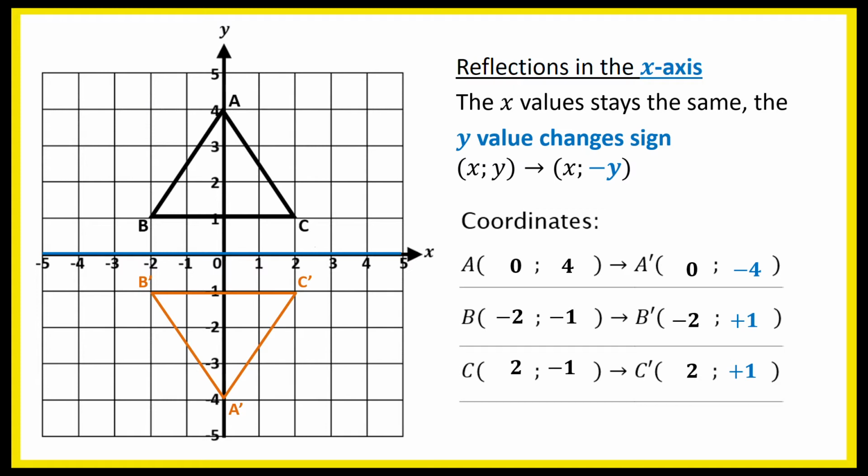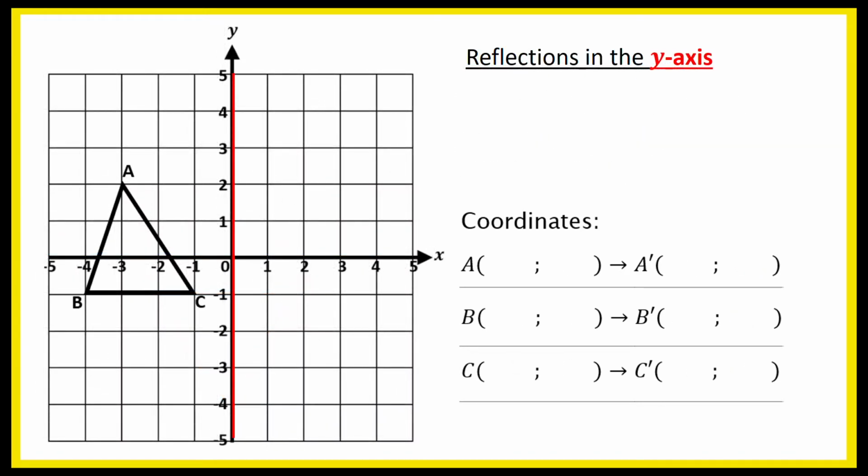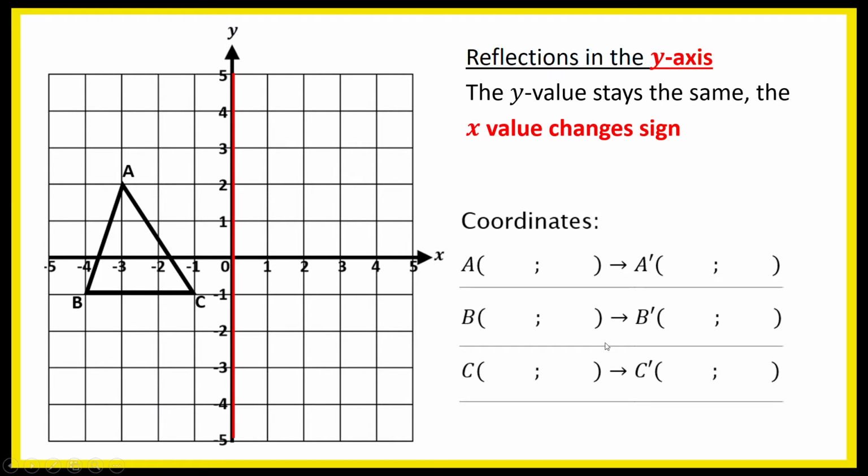Then for reflections over the y-axis, it would reflect over this red line here. It's very similar, except now instead of the y coordinate changing sign, the x coordinate changes sign. It's always the opposite one that changes sign. If you're reflecting over the y-axis, the x value changes sign. If you're reflecting over the x-axis, the y value changes sign. So the y value stays the same, the x value changes sign. This is what the rule looks like: (x, y) would become (-x, y).